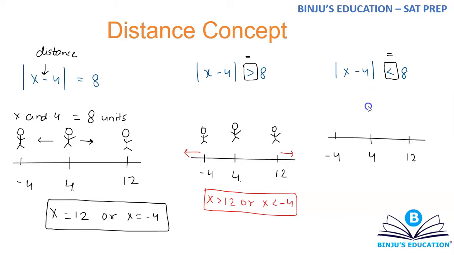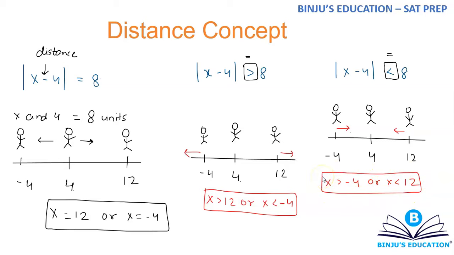So if you're on 4 and you reach -4 or 12, what distance would you have covered? You would have covered 8 units. But am I looking for a distance of 8 units? No. What I'm exactly looking for is a distance less than 8. So I'm going to stay to the left of 12 and to the right of -4. So what are the possible values of x? x should be greater than -4 and x should be less than 12.